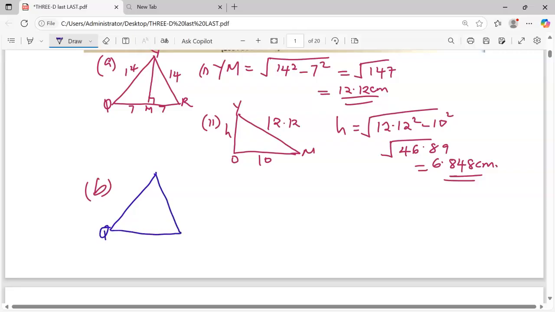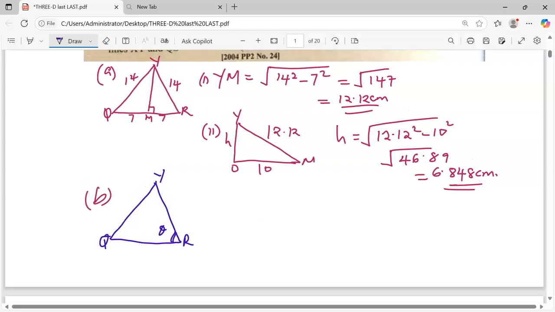We have Q, we have RY. The angle we need is at point Y. We call it angle theta. Remember, already we have the height as 6.848. We also have MR as 7 centimeters and also YR as 14.